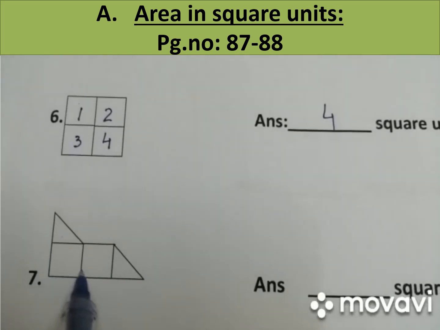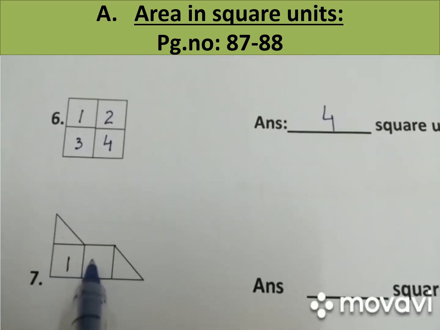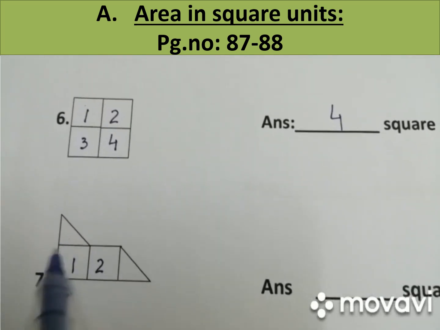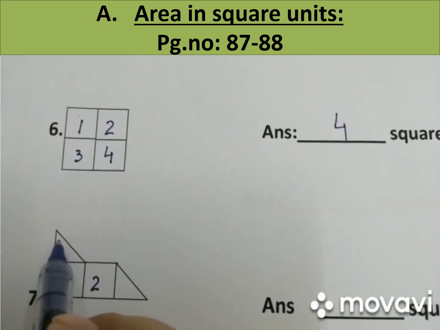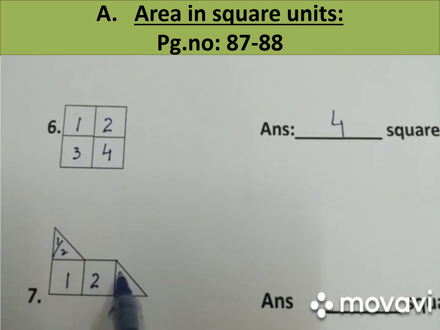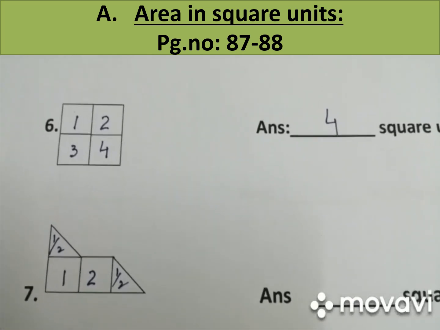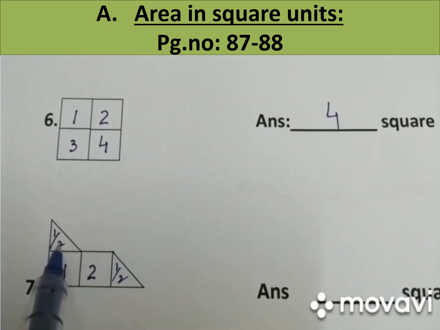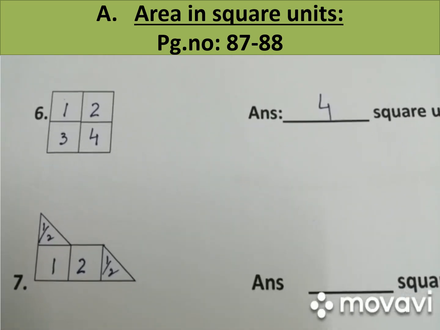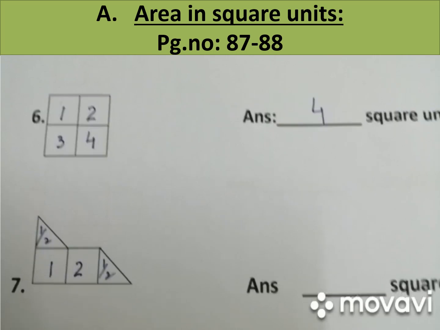See, now let's count here. How many are here? See, I will write here 1 and 2 squares, and this is a triangle means half square, and here also a triangle means half square, means 1 and 2, and when we join this triangle and this triangle, two triangles make up a square. Very good. Two triangles make up one square.